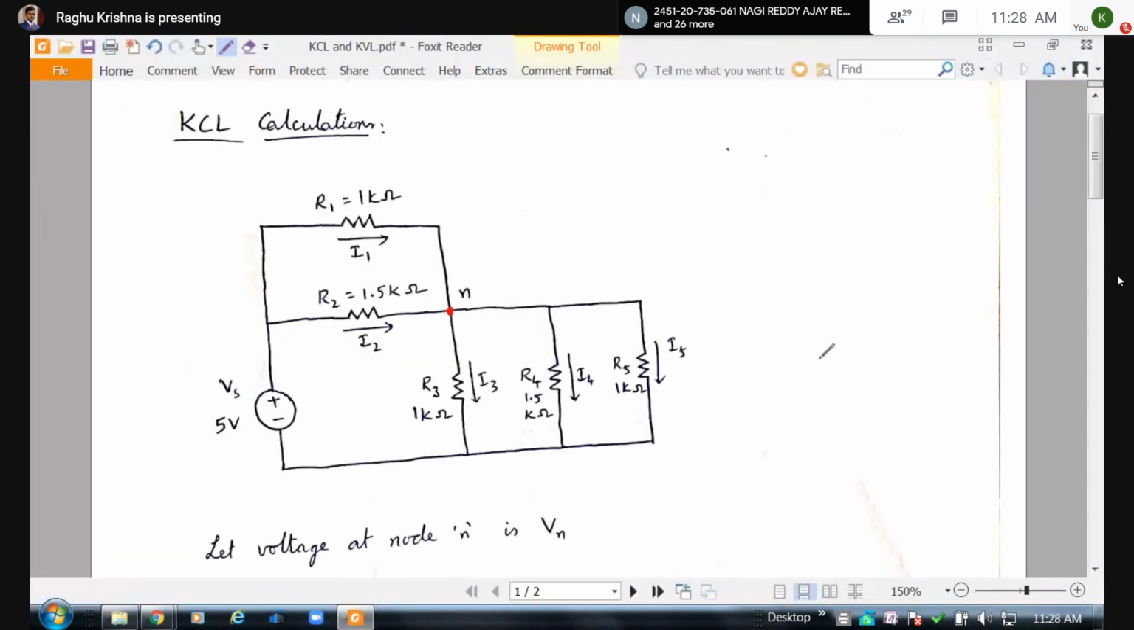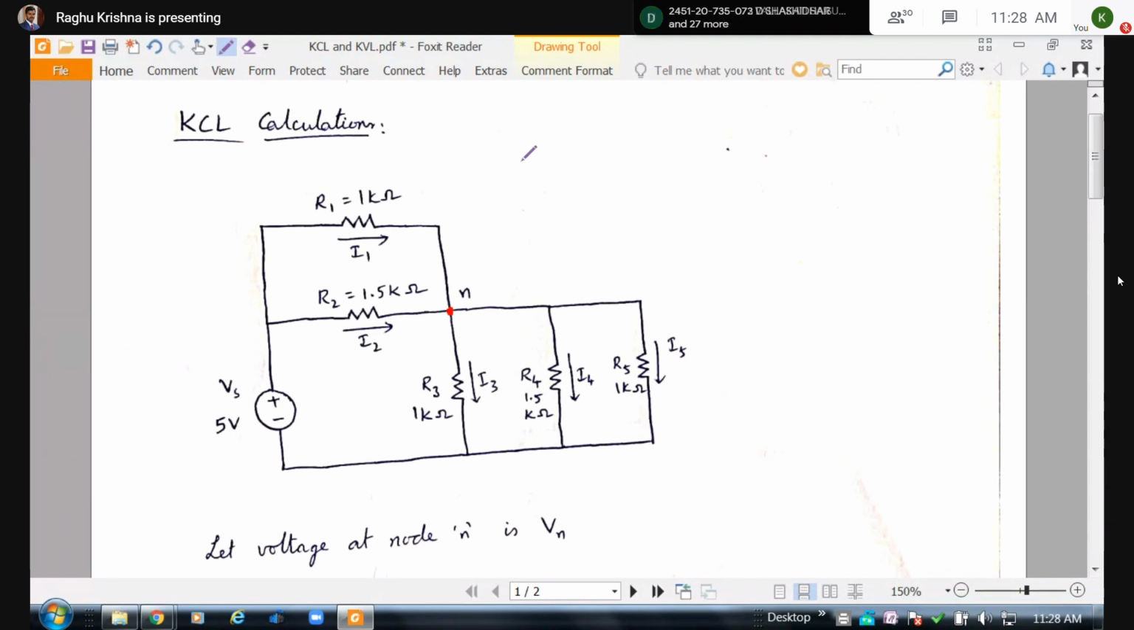Okay. Now here, let me repeat the last class experiment. So here, this is the node N. KCL states that algebraic sum of currents meeting at a node is equal to 0. That means, do you want to write these points? Already this will be covered in your class. So here, algebraic sum of currents.